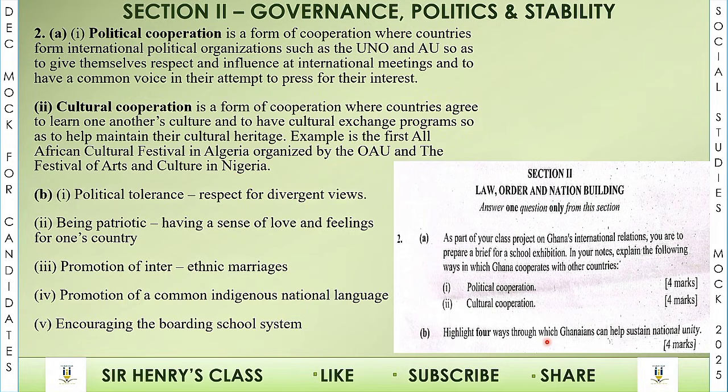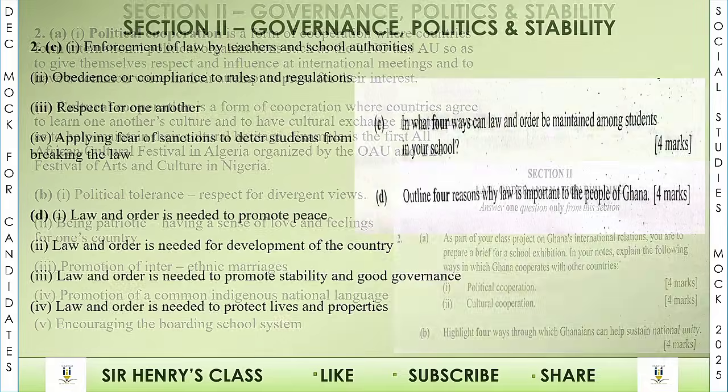And then 2B says highlight 4 ways through which Ghanaians can help sustain national unity. So 1, through political tolerance, that is respect for divergent views. Being patriotic, that's having a sense of love and feeling for your country. Promotion of inter-ethnic marriages. Promotion of a common indigenous national language, and also encouraging the boarding school system. These ways would help to promote national unity in the country.